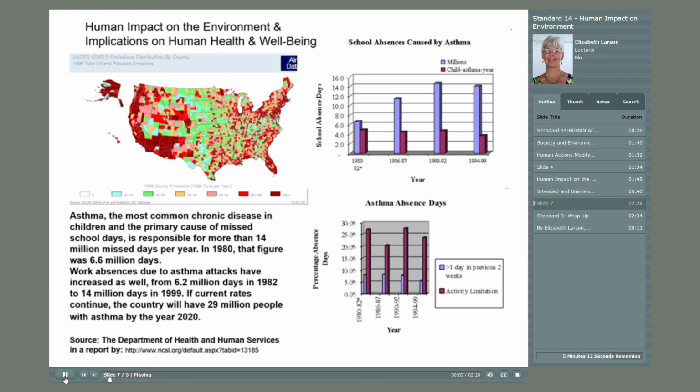This slide talks about human impact on the environment and the implications on human health and well-being. Asthma, a chronic disease that inflames the airways and the lungs, causing shortness of breath, wheezing, and in extreme cases death, affects more than 5% of the American population. In the United States, cases of asthma have increased by 74% since 1980, and there is no indication that cases will decline in the near future.